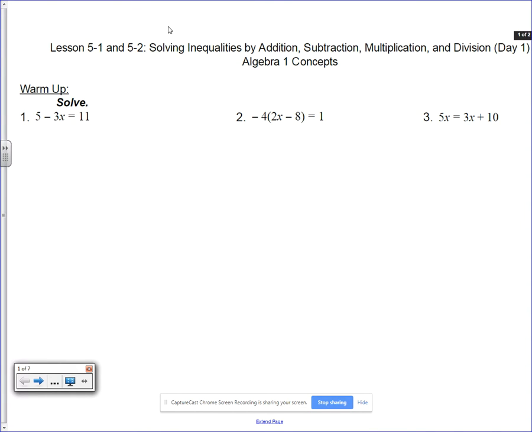Good afternoon, folks. We're going to start in Chapter 5 here today with our warm-up. We want to solve these equations. So remember, solving means to isolate the variable. So we need to get rid of everything around the variable, starting with whatever's farthest away.